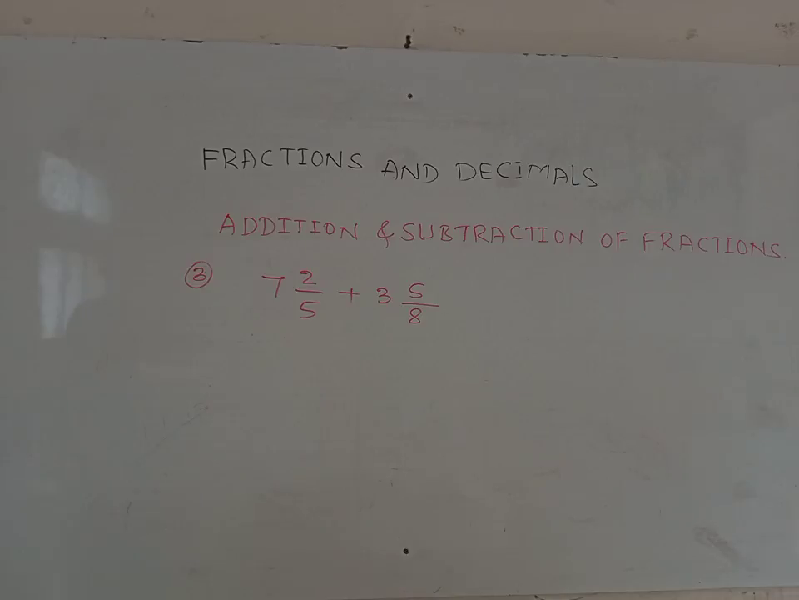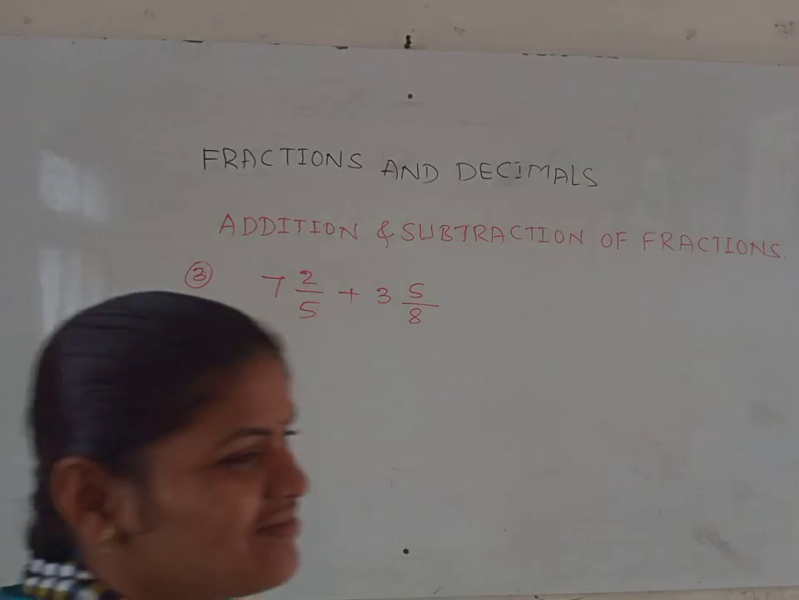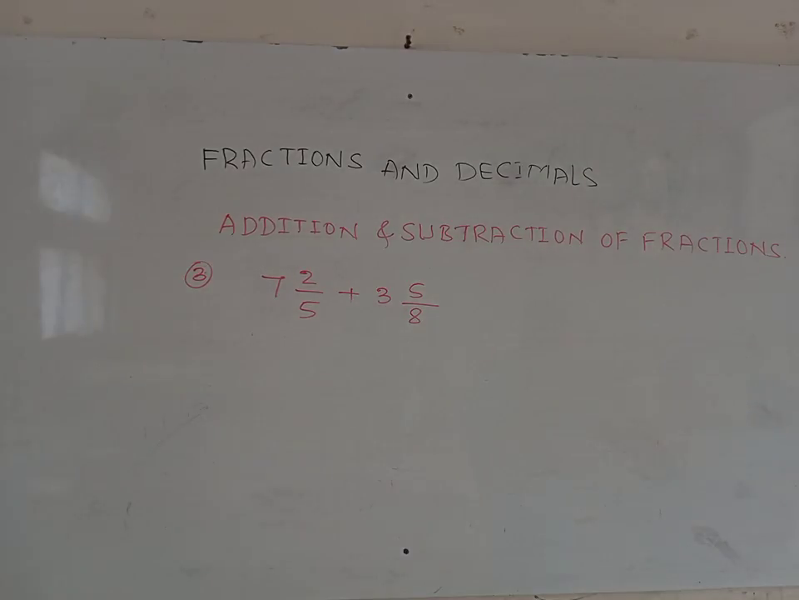8 integer 1 by 40 is the answer. So solve that fast. 8 integer 1 by 40 is your answer. So up to that you have to try to solve.